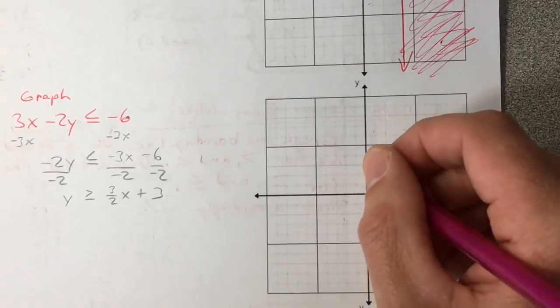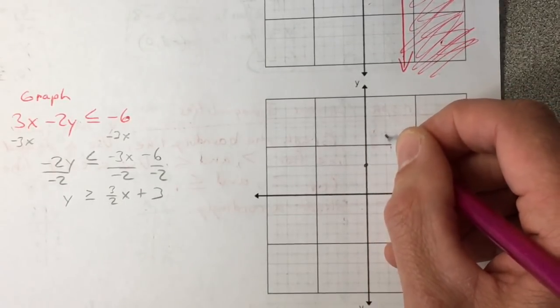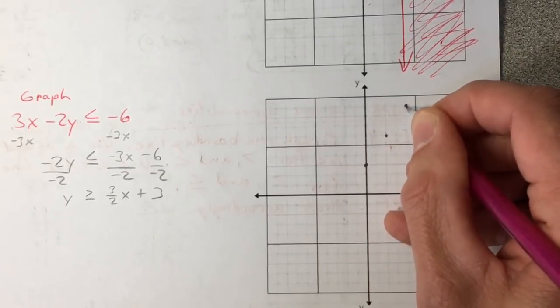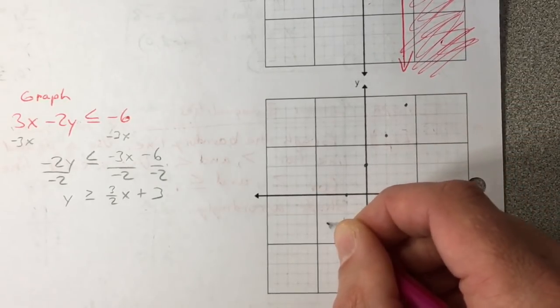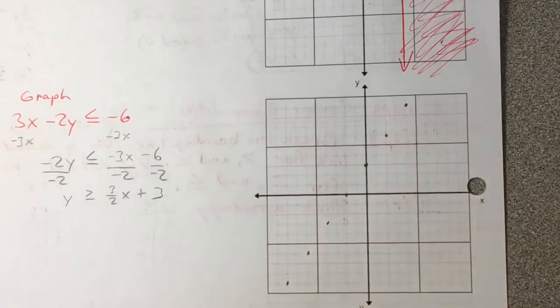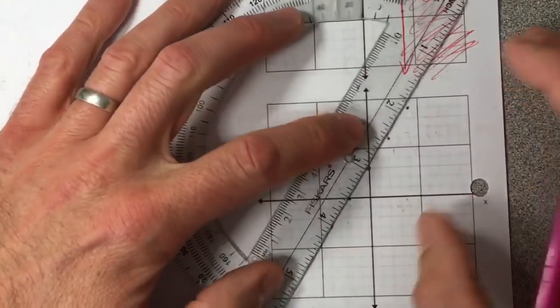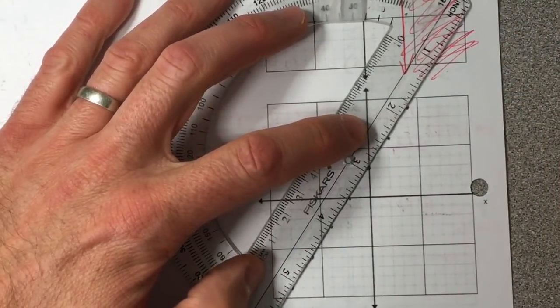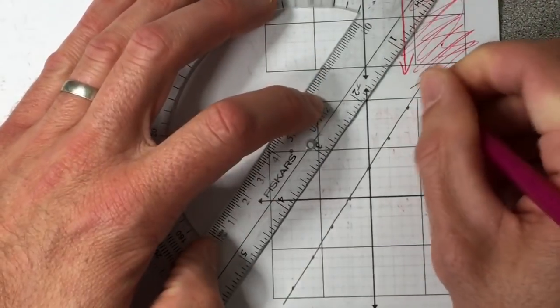My y-intercept is 3, and then from there I use my slope, up 3 over 2, up 3 over 2. I can back it up too: down 3, back 2, down 3, back 2. Solid line or dashed? Because it's equal to, we're going to use a solid line. Like so.